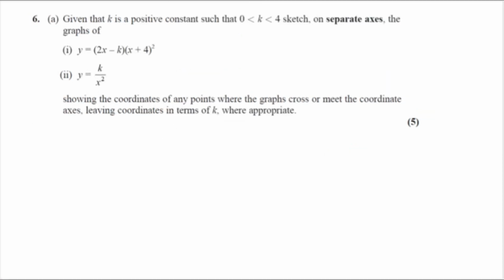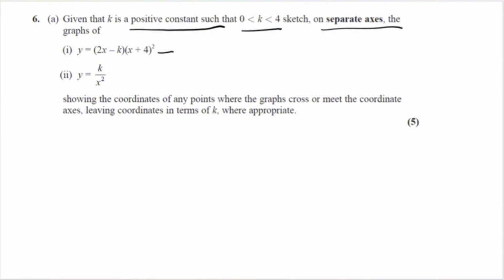Next question is, k is a positive constant. The value of k is between 0 and 4. Sketch on a separate axis the graph of y is equal to 2x minus k, x plus 4 squared, and y is equal to k over x squared. So we have to draw two graphs here.